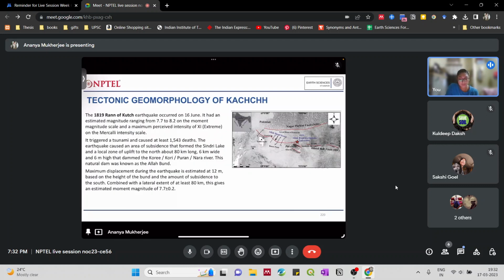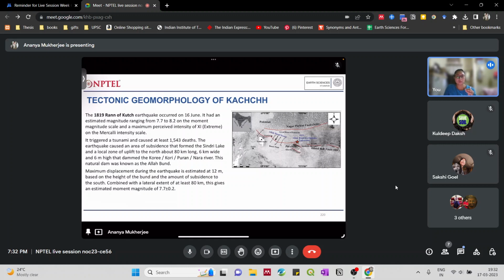Okay, so first we'll consider the 1819 Ran of Kutch earthquake. Okay, so this earthquake had a magnitude range from 7.7 to 8.2. Okay, these are extreme earthquakes. This also caused tsunamis. This earthquake caused uplift of an area as well as the depression of an area, and the effects on the topography of that area were very distinct, okay.